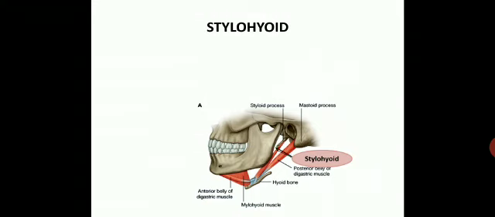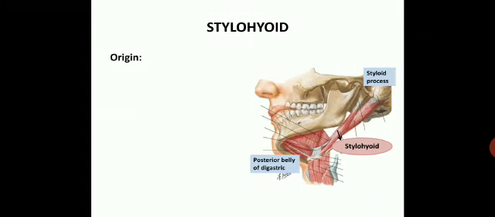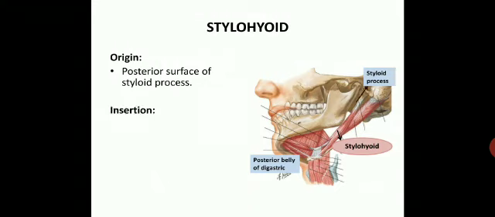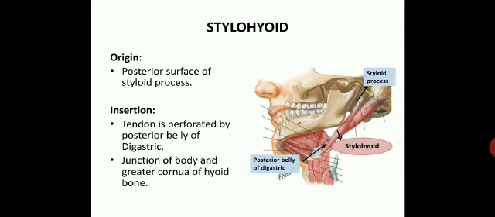The stylohyoid is a small muscle that lies on the upper border of the posterior belly of the digastric muscle. It originates from the posterior surface of the styloid process and is inserted into the junction of the body and the greater cornu of the hyoid bone. So it is perforated by the posterior belly of the digastric muscle.